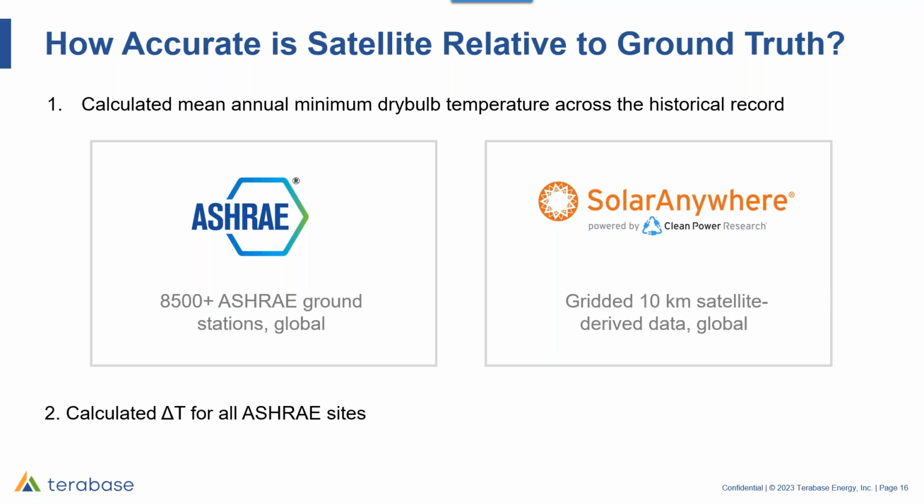ASHRAE is discrete, so you have to interpolate ASHRAE station data or use the nearest neighbor as shown previously at discrete locations, and they're not available everywhere, as I'll show on one of the next slides. And so we calculated this delta T. So what's the difference between the satellite record in terms of extreme annual mean minimum and the ASHRAE record at the specific ASHRAE sites? So next slide, please.